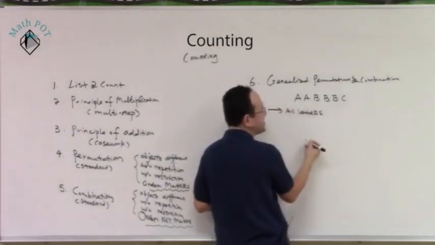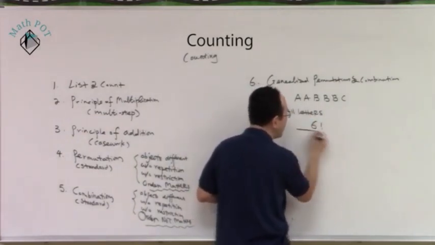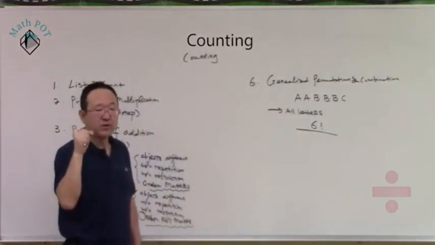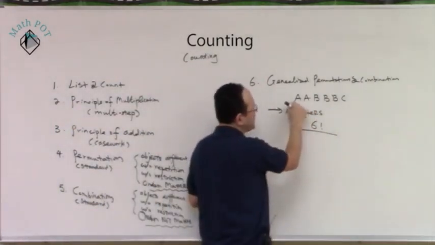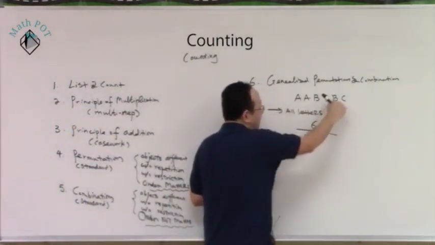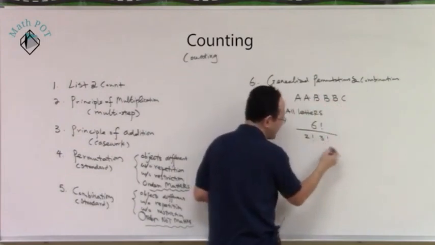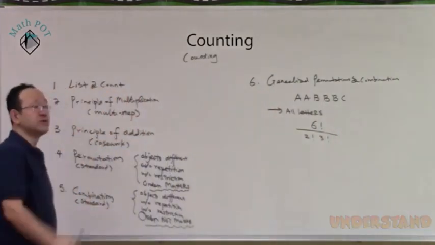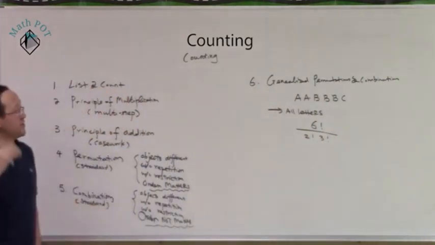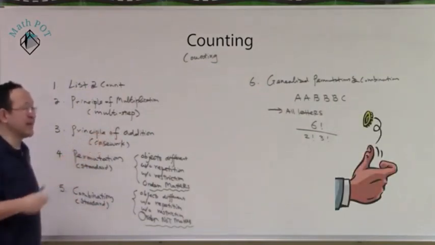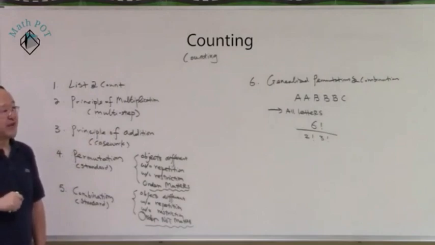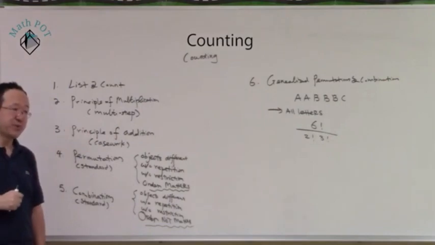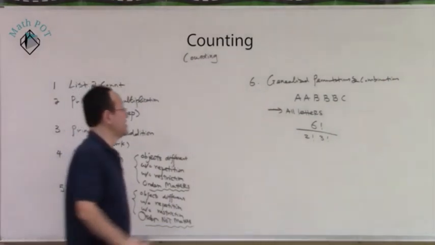In total, we have 6 objects, which gives us 6 factorial. Next, whenever you see identical objects, you need to divide by that identical number's factorial. So I have 2 identical A's, we need to divide by 2 factorial. We have 3 identical B's, we need to divide by 3 factorial. Of course, that is the answer for this problem. So make sure you understand this typical problem. The flipping coins problem mentioned earlier actually ends up as a generalized permutation combination problem. Another thing, a shortest path problem is nothing but a generalized permutation combination problem. So definitely understand this standard problem.